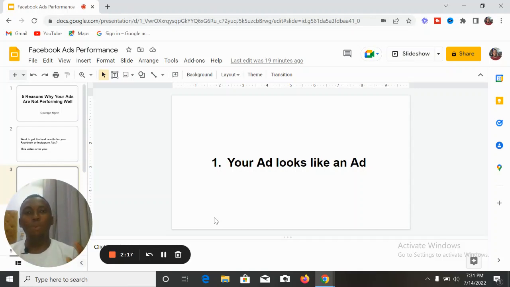So you need to find a way to creatively make your ads look organic, make your ads look original, make your ad appear as though you are helping people. Give information that will help them, right? If you sell fashion, give color combinations.